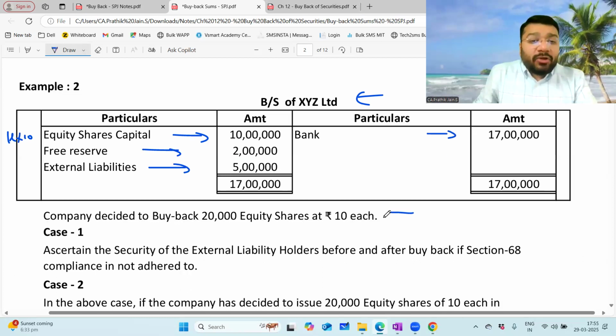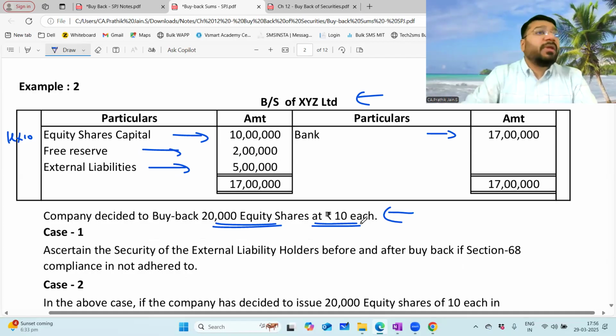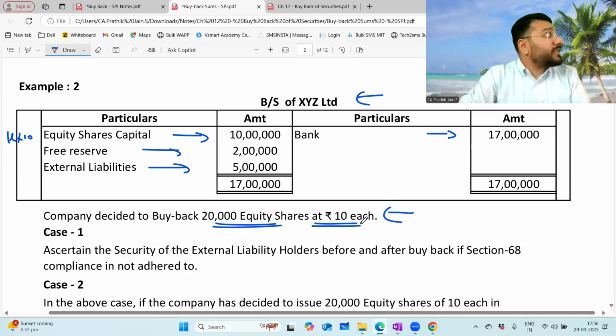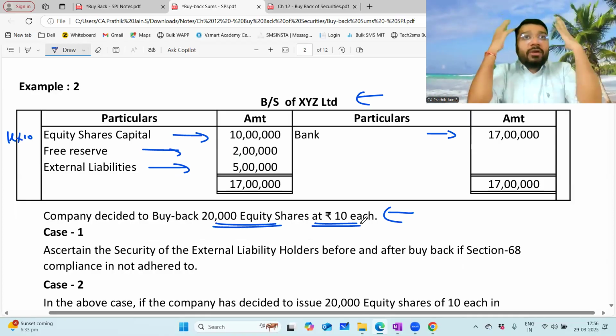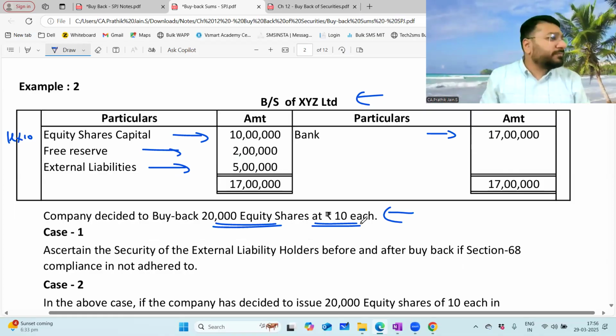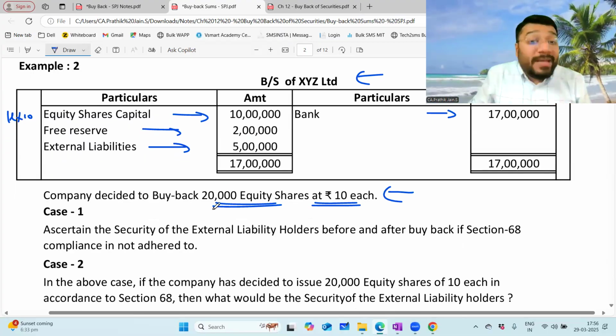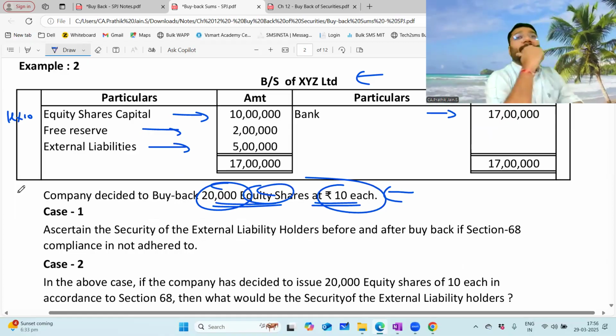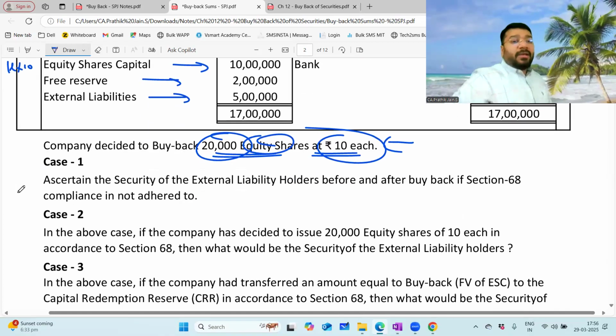Now the company decided to buy back 20,000 equity shares of 10 each. Why I'm not making you write all this is because this is already there in the notes. If you just observe and load it in your mind, that is more than sufficient. Whatever point is there, comment, feedback, everything I put here as a note. So there is nothing you have to take a note of. Just observe it, you'll get the clarity. The company decided to buy back 20,000 equity shares of 10 each. How many shares? 20,000 equity shares.